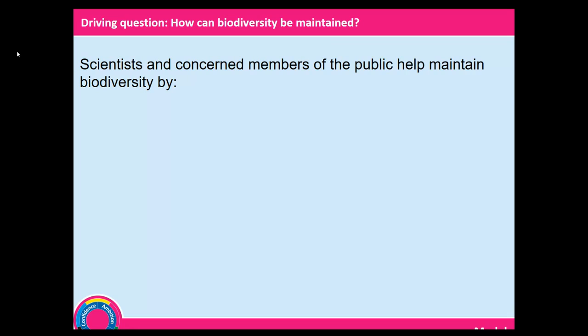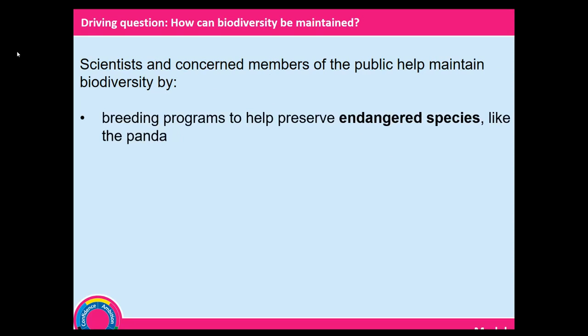So, scientists and concerned members of the public help maintain biodiversity by several methods. One, breeding programs, of course, which happens a lot in zoos. You go to the zoo, some of the zoos contribute a lot to the breeding program, keeping certain endangered species still alive or trying to increase their numbers.